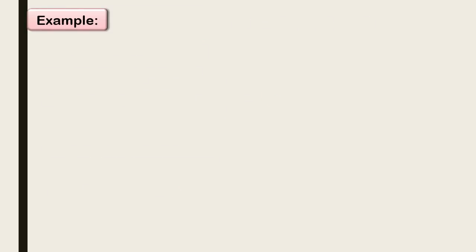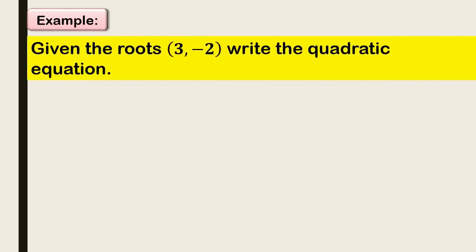Another example. There are some cases where the value of the roots is given, and what we're going to do is to identify the quadratic equation. Okay, so let's try to solve the given example. Given the roots 3 and negative 2, write the quadratic equation. Since 3 and negative 2 are the roots of a quadratic equation, we can say that x is equal to 3 and x is equal to negative 2. So what are we going to do here? We will solve it backwards to identify the quadratic equation.